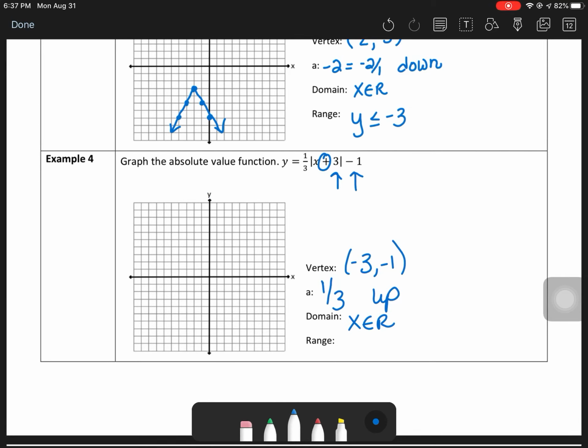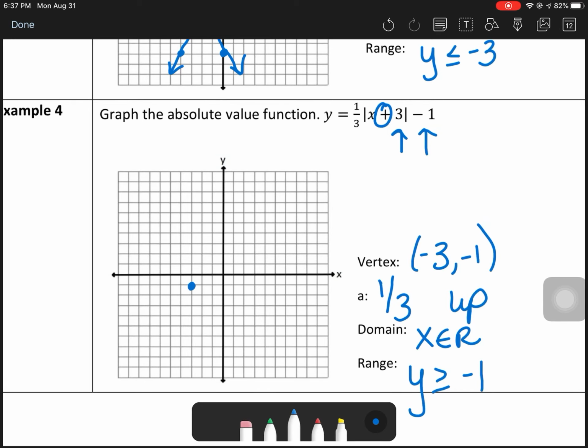When we graph, we start with our vertex. -3, starting at the origin, goes 3 to the left and 1 down. Our a value is 1/3, which means we're going to go up 1 and over 3, and we're going to draw in our absolute value function. It is symmetrical, so we're going to draw on the other side. Up 1 and to the left 3. And notice that this one is wider because our absolute value function has a leading coefficient of 1/3, and 1/3 is going to make this a wider function.